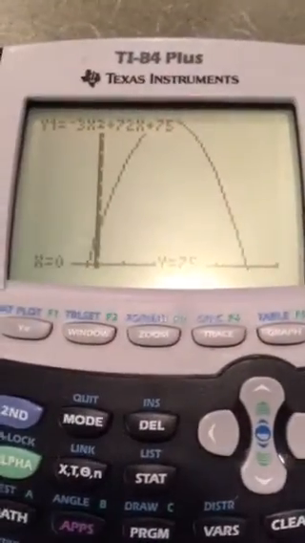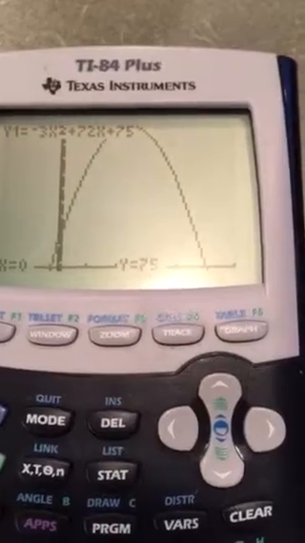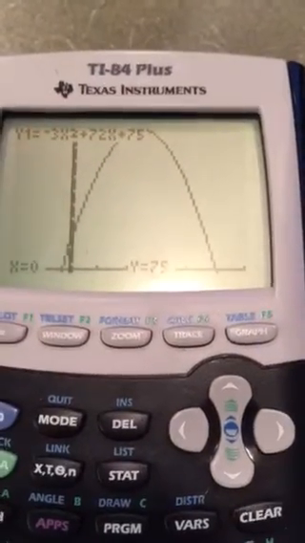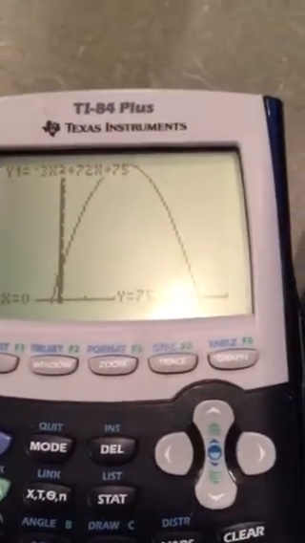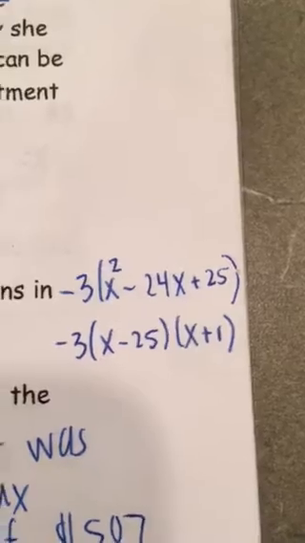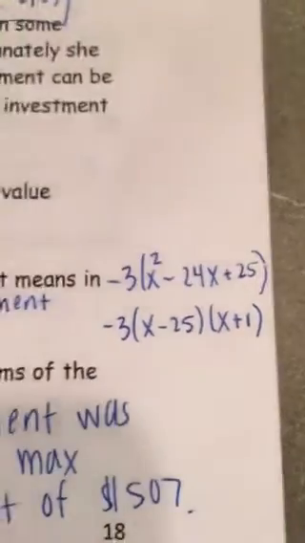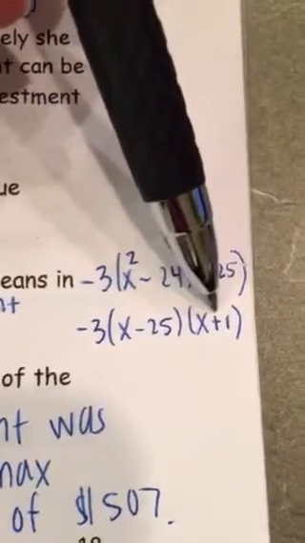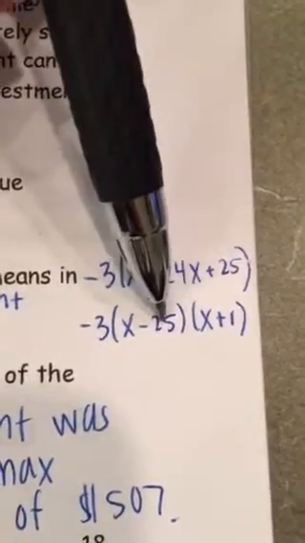The second question, number 14, determine the x-intercepts of the function. You could do this by factoring. You could pull out a common factor of 3, and let me just show you. Pull out the 3, and then think of two numbers that multiply to positive 25 but add to negative 24, which would be negative 25 and positive 1. So that factoring tells us what the x-intercepts are.